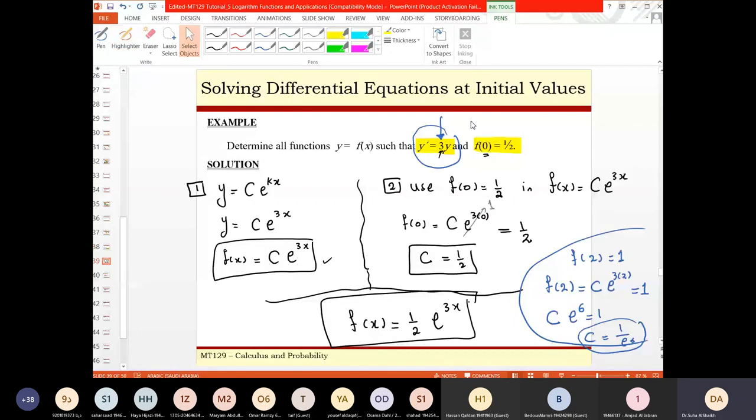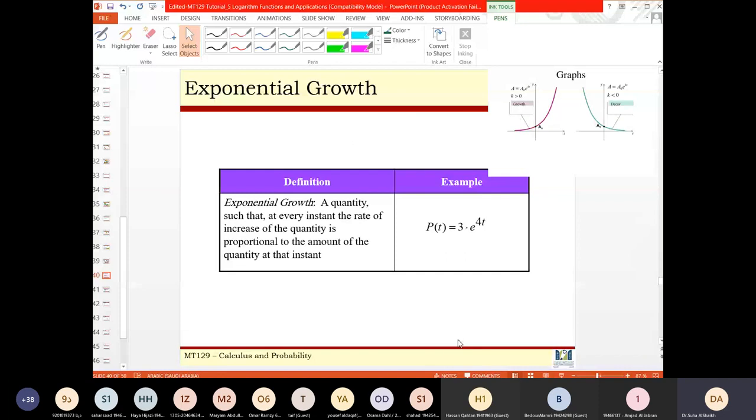In this equation, the 3 is my constant. The 3 is my k. My k in this example is equal to 3.